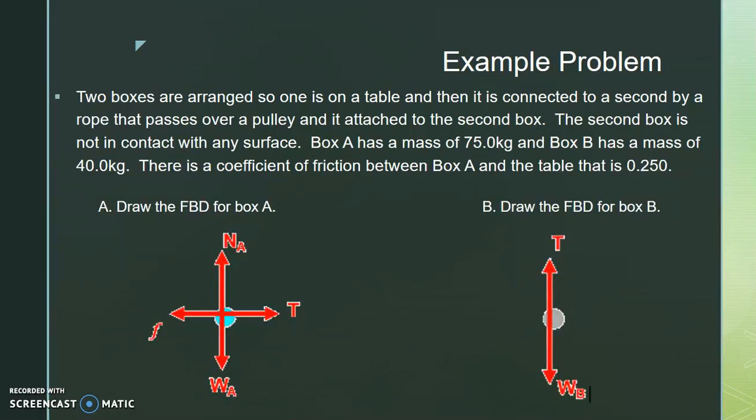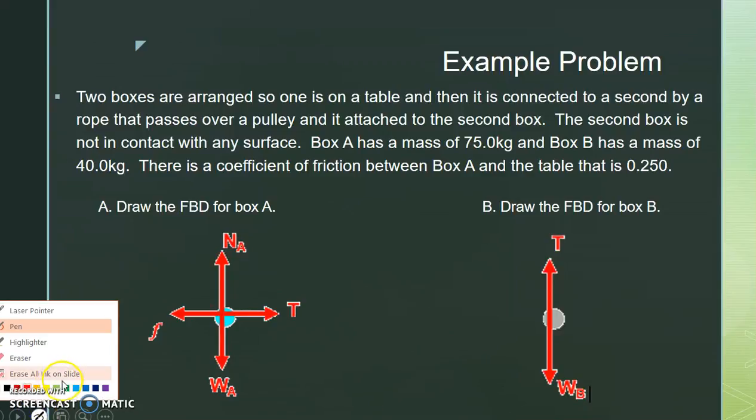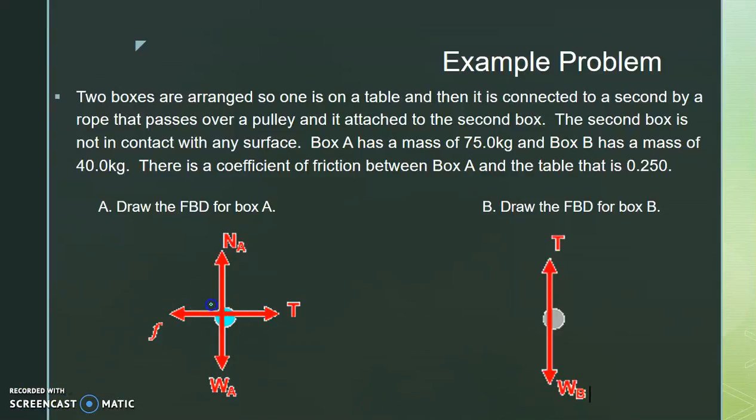So the first thing that we're going to have to do is draw the free body diagrams for each box. So for box A, we have the weight pulling down, and the normal force pulling up. We have the tension pulling the box to the right, and then the friction going in the opposite direction. The free body diagram for box B would just be the box, the weight pulling down, and the tension pulling up. So that box is not moving horizontally.